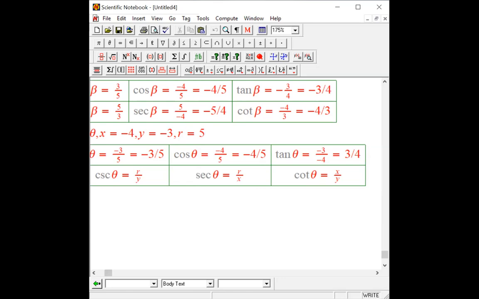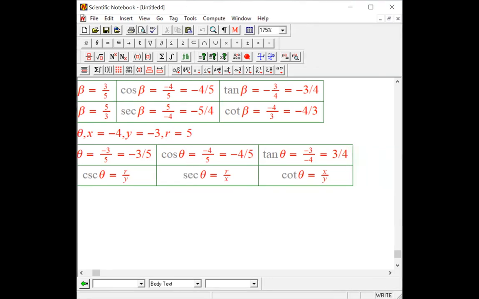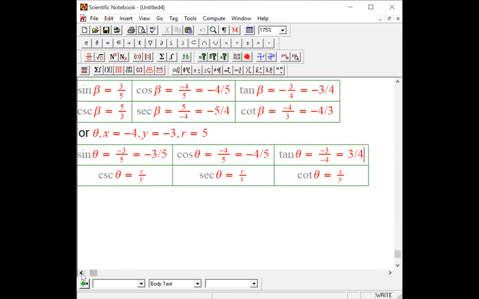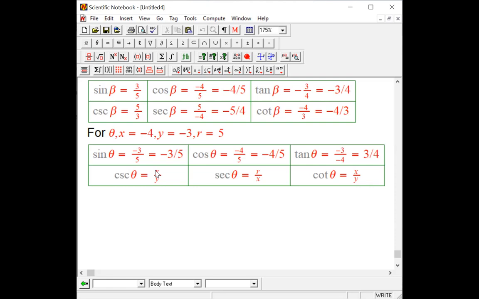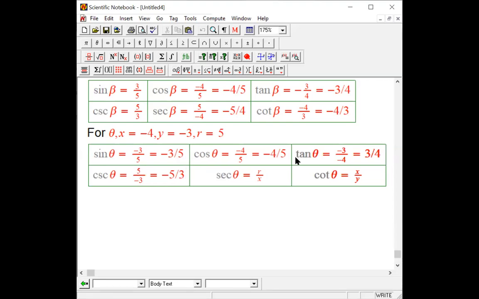Let me make more space here. There, now we have enough space. On r over y, y is negative 3, so you put negative 5 over 3. This one has to be a fraction as the precise answer. And r is 5, x is negative 4.